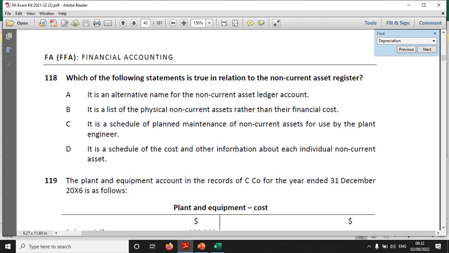If D is not the answer, there is no answer for this particular one. D says it is a schedule of the cost, a list rather, a catalog schedule of the cost and other information about each individual non-current asset. That sounds correct. Did you hear that? That sounds correct. So we go with D. Okay?